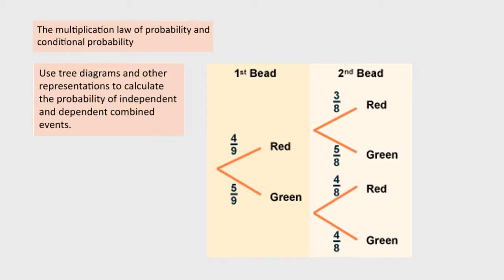Now, depending as to whether it was a red or a green bead that came out, that would then affect how the numerators will look on the next part. So along the top, because a red bead was taken out, the number of reds in the second section went from 4 to 3, and so you have to take that into account. I've not seen too many conditional probability questions, but this idea of multiplication law you will use.